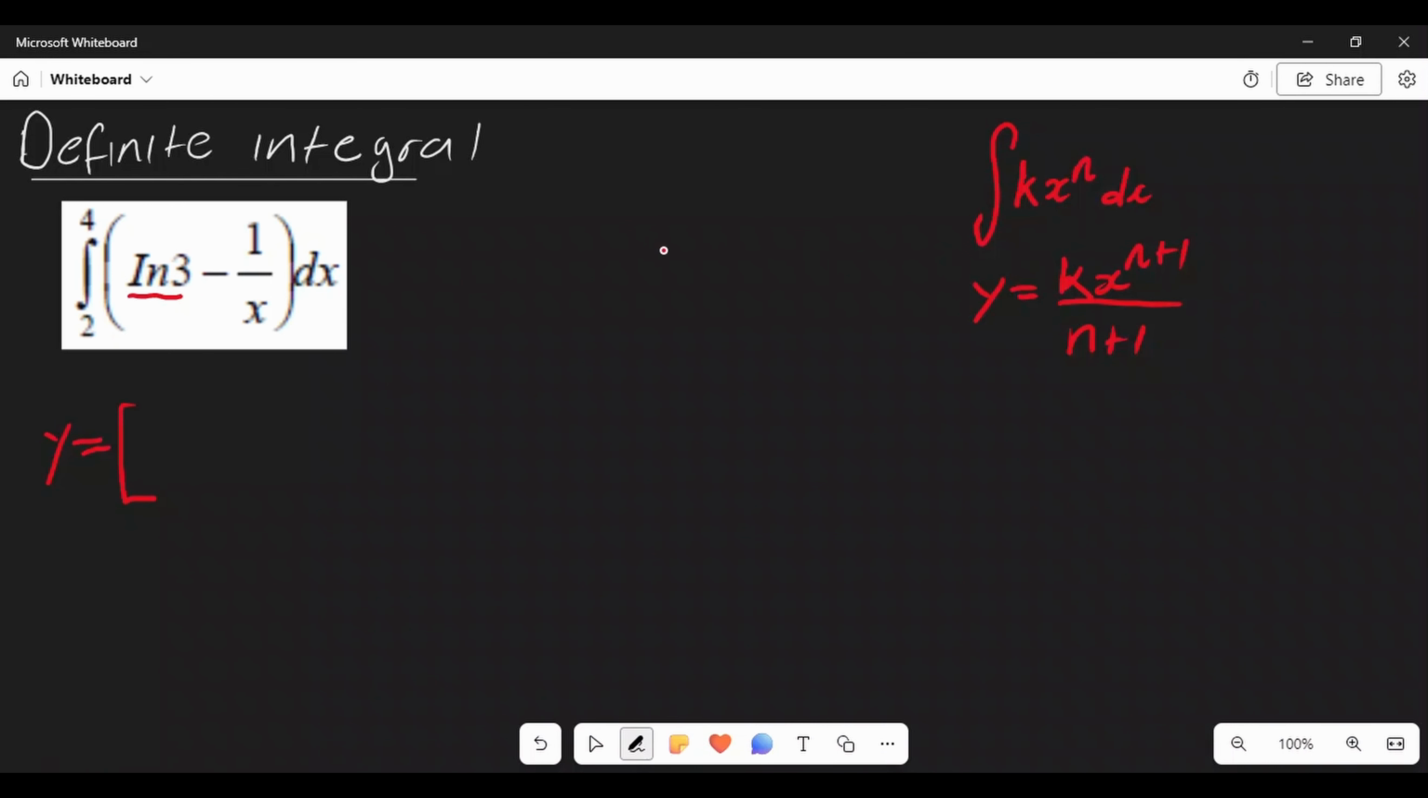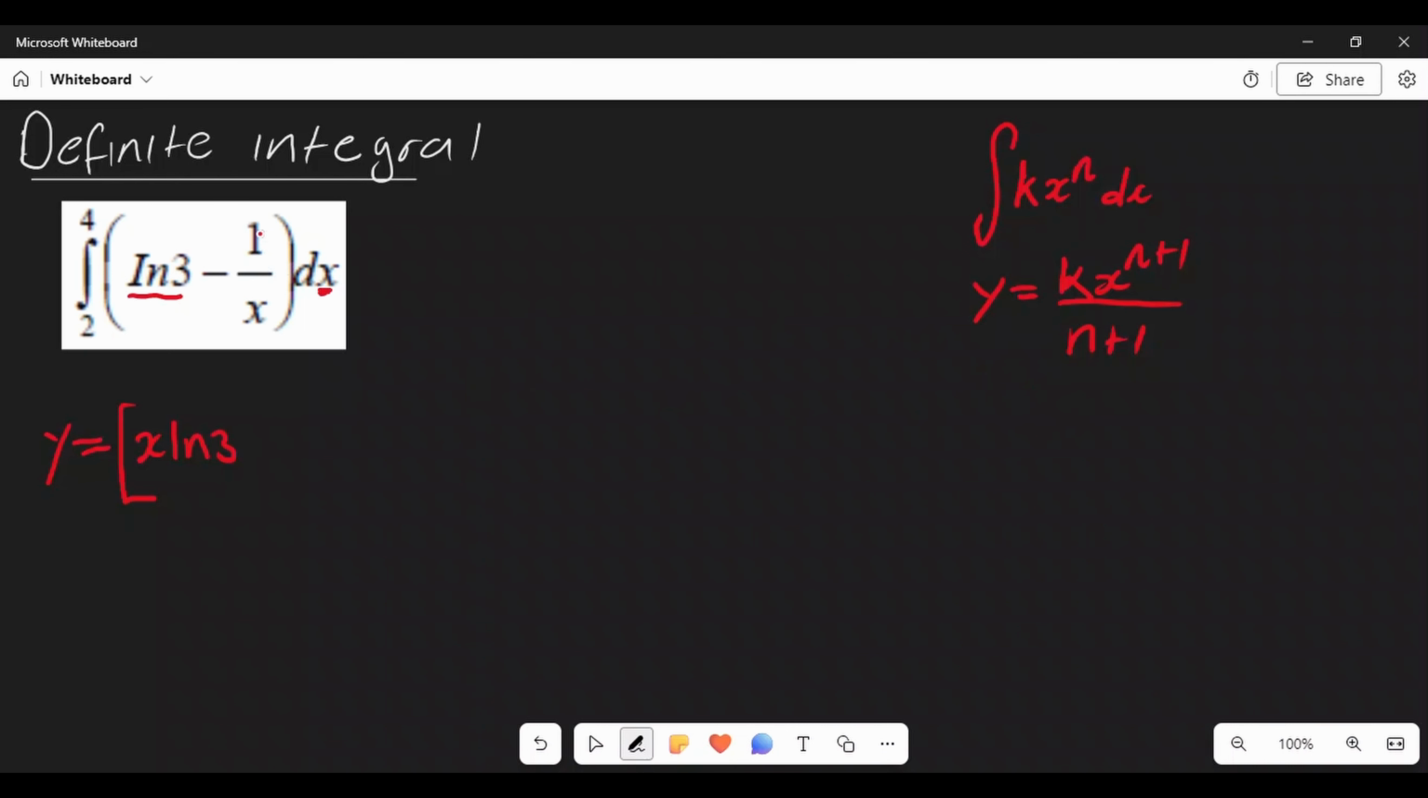This one I mentioned before, since it's a constant like that, you really don't have to use this power rule. You just multiply by the variable that we are integrating. In this case we are integrating x, so all you have to do is say x multiplied by natural log 3. I know it looks strange, but this is just a number, guys. So when it's like that, when you integrate, you multiply by the variable. I hope you understand.